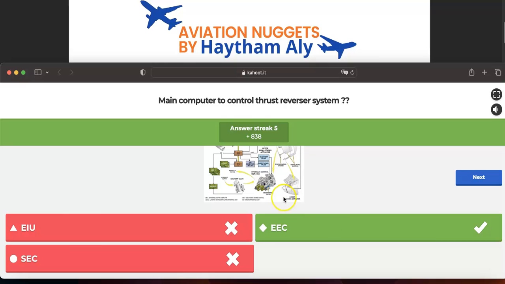EEC will energize the isolation valve and directional control valve at the same time to deploy the thrust reverser, and the hydraulic will reach the 2 chambers in the actuator, the stow side and deploy side of the actuator. Due to differential area, the deploy side will win and the thrust reverser system will deploy. Okay, everybody? Let's proceed to the next question.